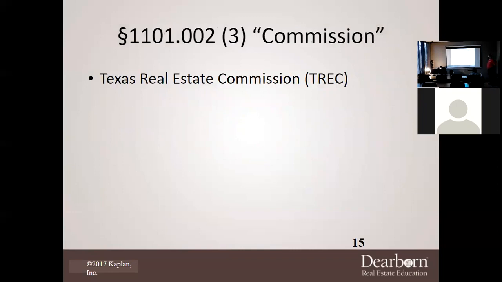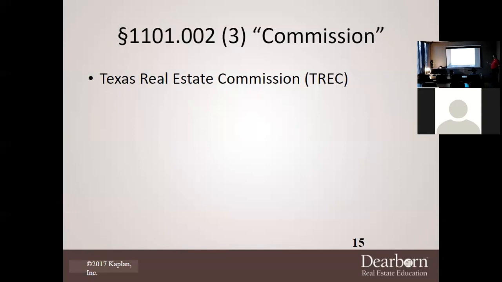Commission. Well, commission means this. It's not talking about what you make after you make a sale. They're talking about the commission. When you read the commission in the statute, we're talking about the Texas Real Estate Commission, which is TREC.